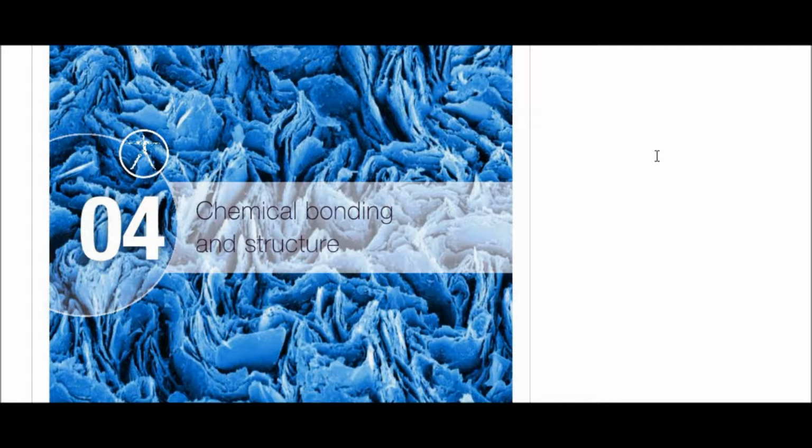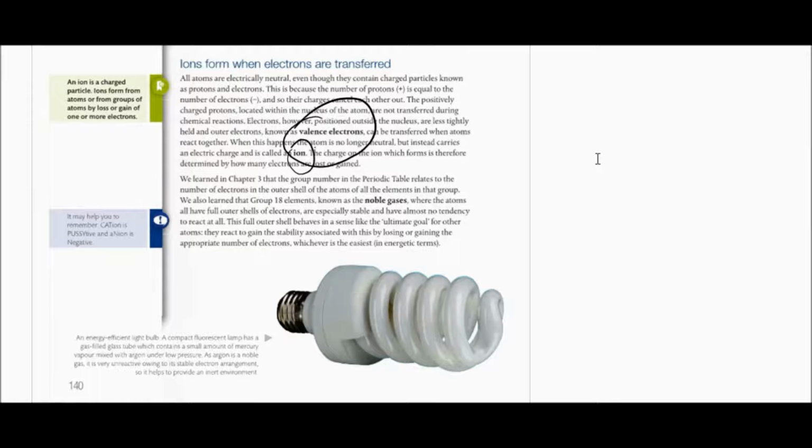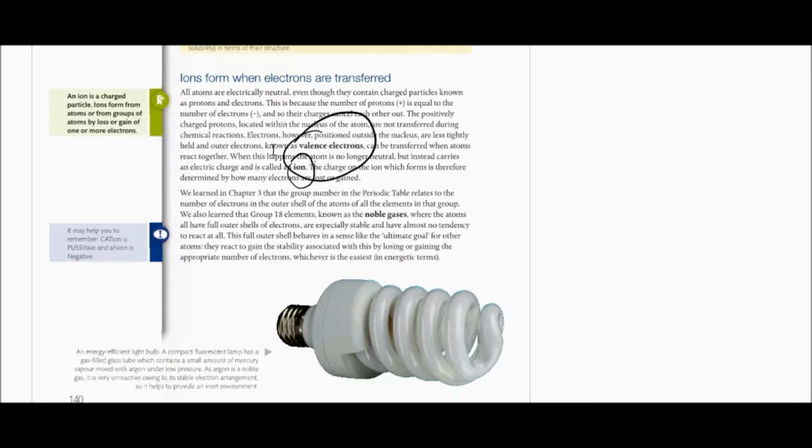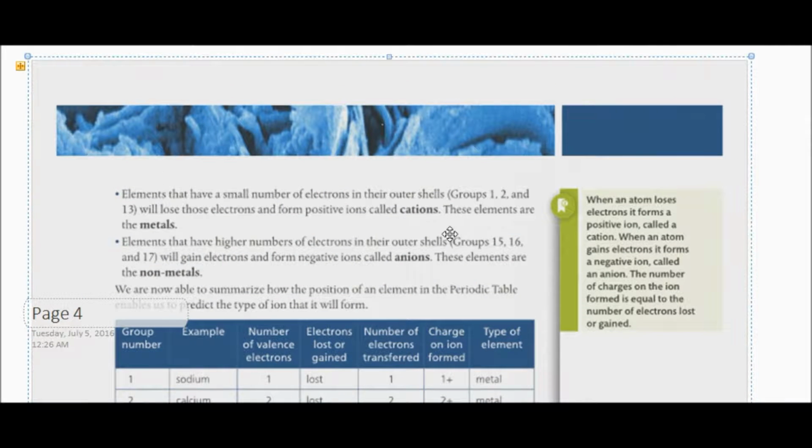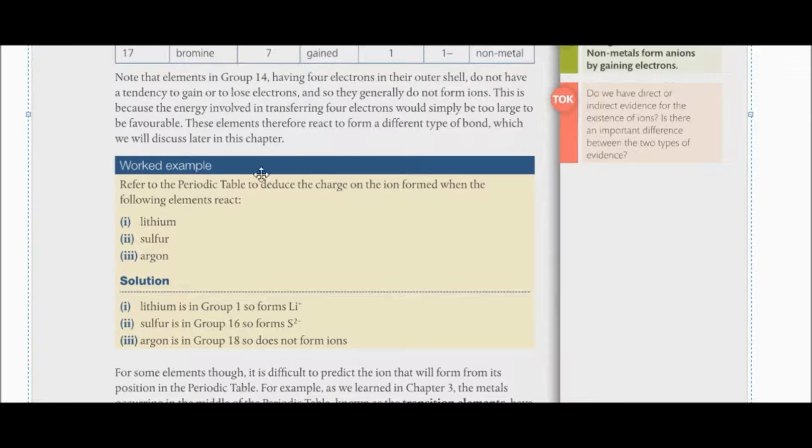Today we start a new chapter, chapter number 4, which is called Chemical Bonding and Structure. Basically we are talking about ions, valence electrons, metals and non-metals. We are also talking about the periodic table, which is needed as a review for this chapter.